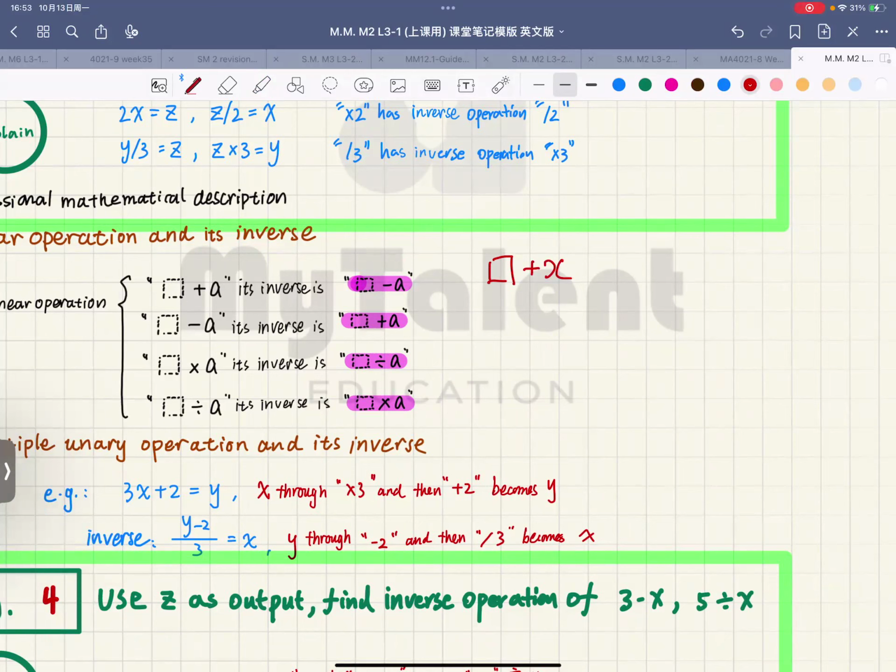is that a linear operation? Hands up if you think something plus x is a linear operation. Hands up if you think something plus x is not a linear operation. No one? Justin, do you think it's a linear operation? Something plus x?